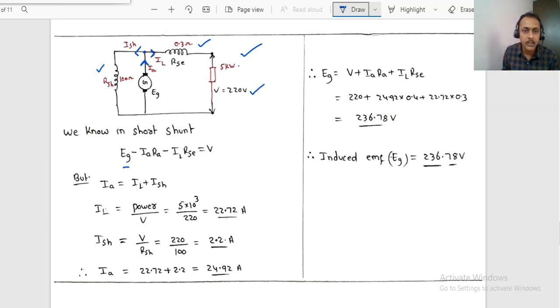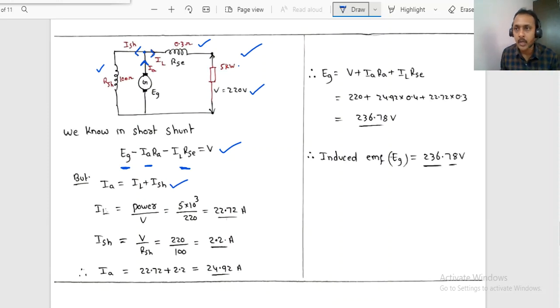Now out of the generated voltage EG, minus the drop at armature IA RA, minus, right, IL, the current flowing in this series winding resistance RSC, IL into RSC, will be equal to V. But what about IA? Equal to IL plus ISH. At this node point, if you apply KCL, IA equal to IL plus ISH.